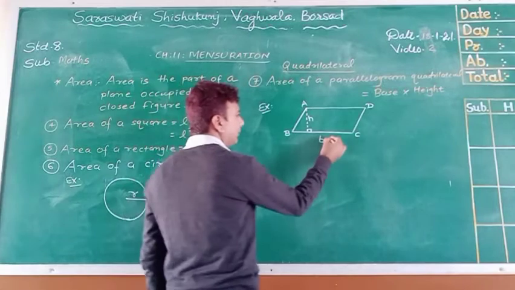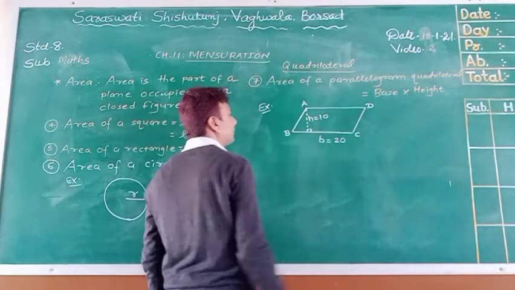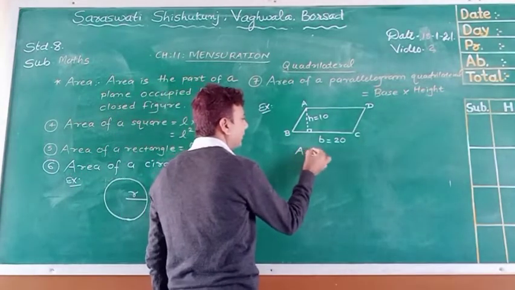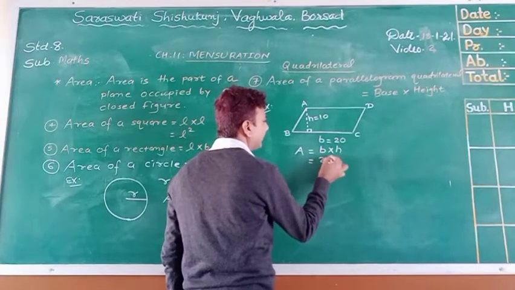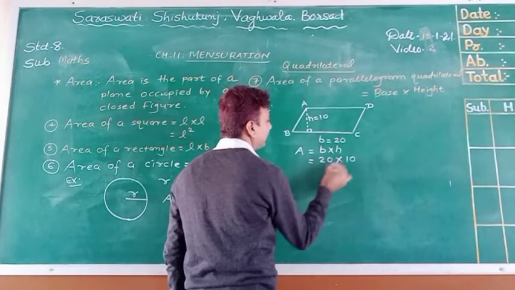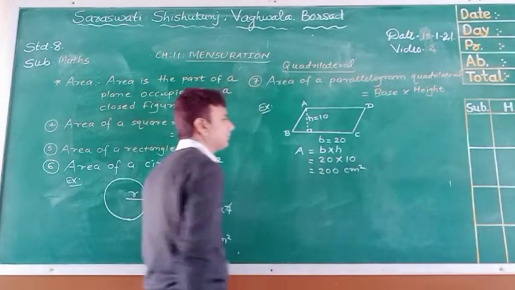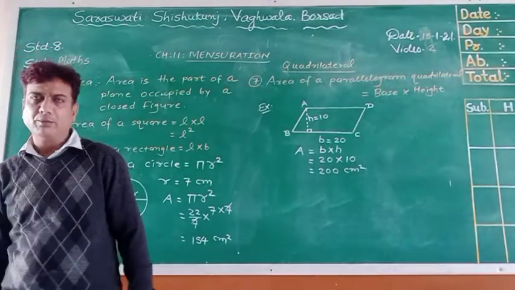Suppose the base measurement is given as 20 and the height is given as 10. So we can simply find its area. Area of parallelogram equal to base into height. Base is 20 and height is 10. 200 centimeters square. So this is the formula to find the area of a parallelogram.